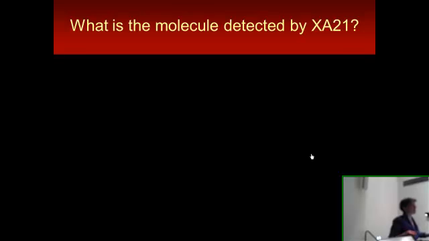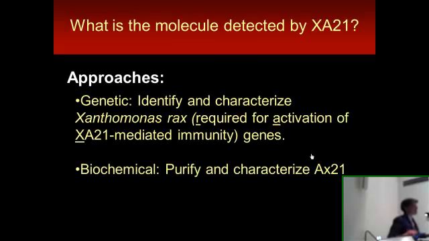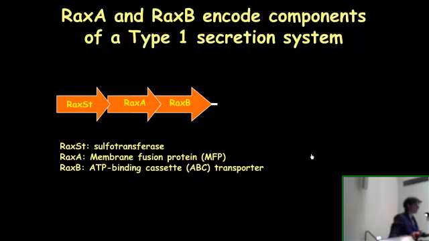We used two approaches. We used a classical genetic approach, either by mutagenesis of a wild-type Xanthomonas strain or complementation of a mutant strain, and the goal was to identify rax genes, genes required for activation of XA21-mediated immunity. The other approach was to purify and characterize AX21 from bacterial supernatants. The genetic approach led us to a small operon, the raxST-raxAB operon. And we at first were slightly disappointed. We just wanted to get to the gene and be done with it.